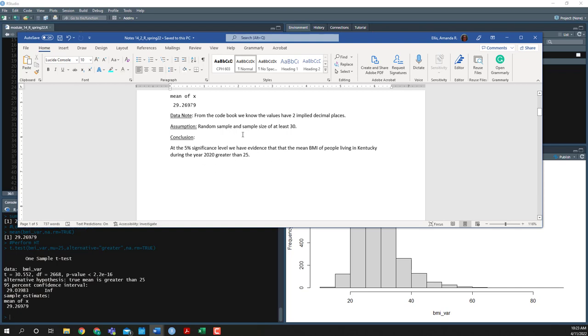And so one thing to notice here is the use of the language of significant. I'm never going to say something is very significant or extremely significant. It's either significant or it's not significant.